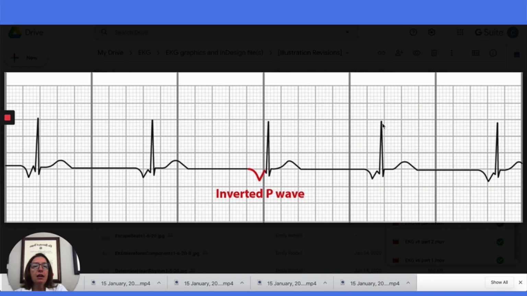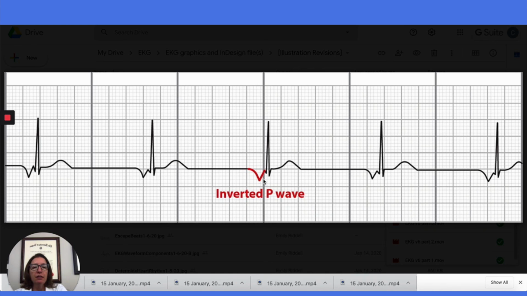If we calculate the heart rate, because we are dealing with a regular strip, we can use the small box method to do this. We have approximately 34 small boxes between these R waves. So if I take 1500 divided by 34, I get 44 beats per minute, which is right in that range we talked about with junctional rhythms, right? Junctional rhythms will have an inherent rate between 40 and 60 beats per minute.